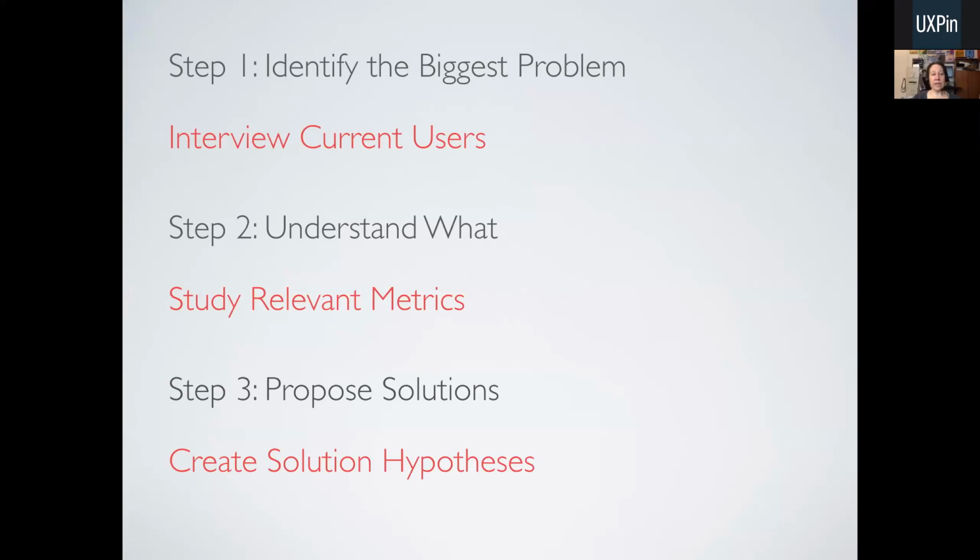Step 3 is exactly the same as in our last version. If you remember that, you're going to create solution hypotheses. In other words, you're going to come up with some different designs for solving this problem that you've identified and explain why you think that solving the problem in this particular way will have the expected impact on your metrics.